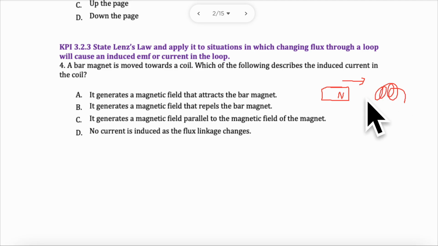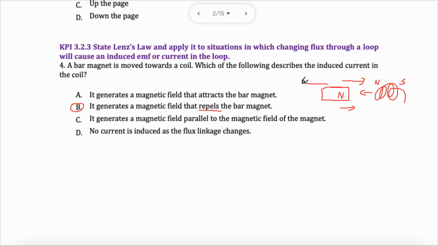The coil doesn't like the field getting stronger as it comes in. It wants to repel it. It says, no, stop, go back. So it's pointing outwards. It's trying to repel it. And funnily enough, it induces a north here and a south here, if you wanted to know that. But this is trying to push away. So in this case, it generates a field that repels the bar magnet. It is generating a magnetic field that is repelling the magnet to try and push it away. So that means this is the best answer over here.